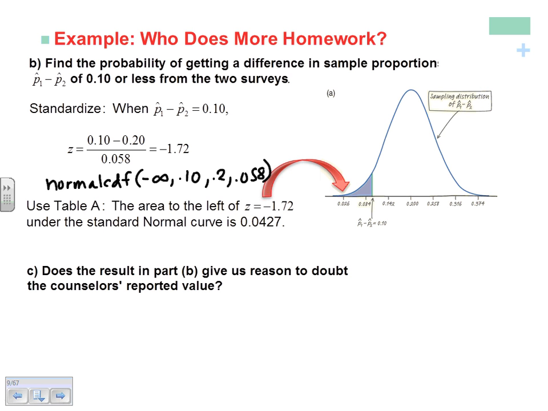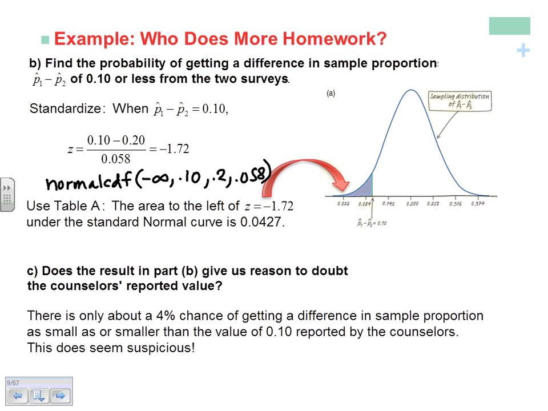So does the result in part B give us reason to doubt the counselor's reported value? Yes. Okay, so there's only about a 4% chance of getting a difference in the sample proportion as small or smaller than 0.10 reported by the counselor. So I think that they're fibbing to their principals.